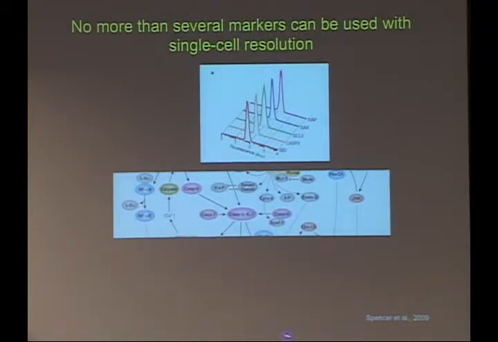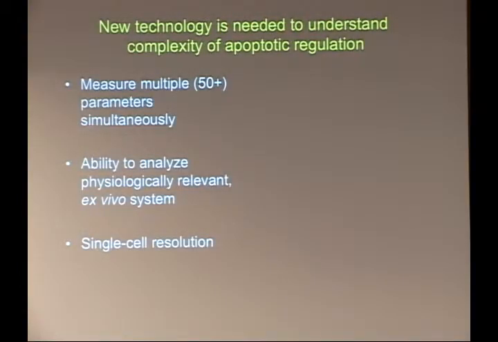And if you guys are more interested in this work, this is from a really good paper from Sabrina Spencer from Harvard in 2009 in Nature, which does some of the best single-cell apoptotic work. But although that's a great paper, I would argue that new technology is really needed to understand the complexity of this regulation. You need more than 4 or 5 markers that you can look at the same time. You need to do that in a physiologically relevant system, and you need single-cell resolution.